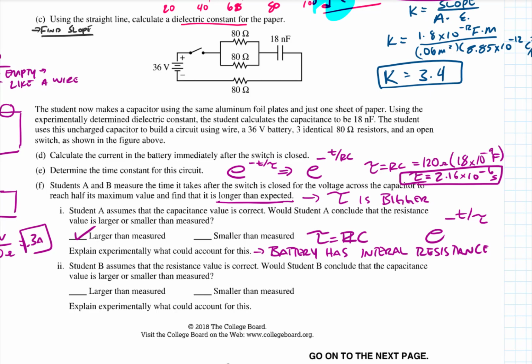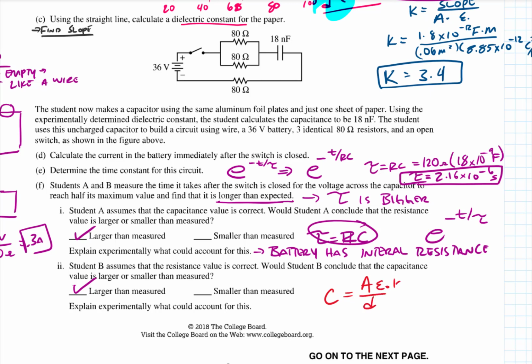Student B assumes that the resistance value is correct. So student B would conclude that the capacitance value is larger than measured. So we're still talking about RC being bigger than it should be. If the resistance is correct, then the capacitance has to be bigger than what we measured. Now, looking at what could happen, the thickness of the sheets of paper could be thinner than expected, so the capacitance could go up. Really, it's any reason that you could legitimately find for the measured capacitance to be bigger.